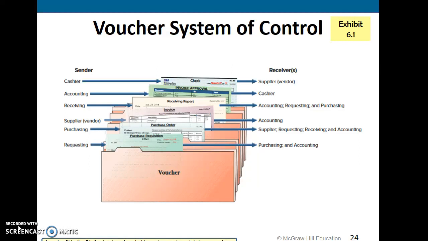And when we're talking about the sender receiving a receiving report, that information goes to the accounting requesting and purchasing of the receivers. The supplier and vendor information goes to the accounting records of the receiver. Purchasing takes a purchase order, and that information goes over to the receiver supplier requesting, receiving, and accounting. And then the sender, when they're making a request, a purchase requisition, that information goes to the receiver as purchasing and accounting records.